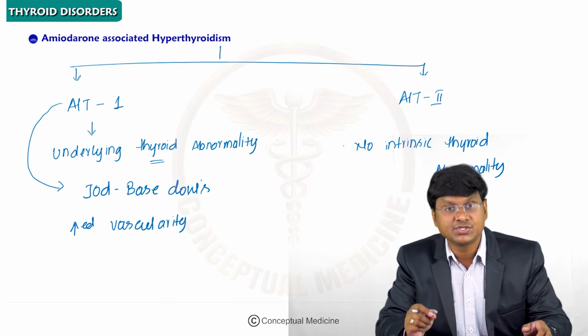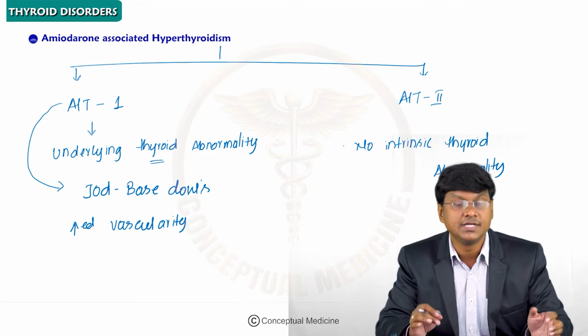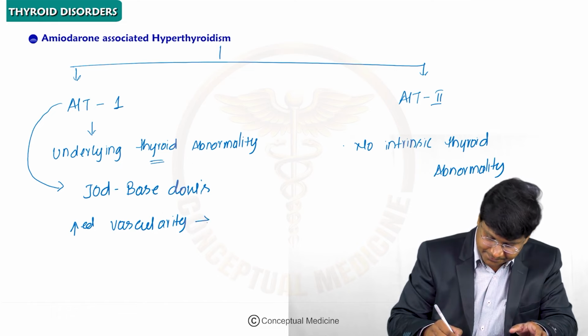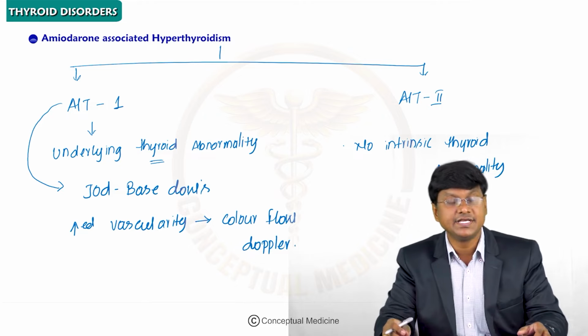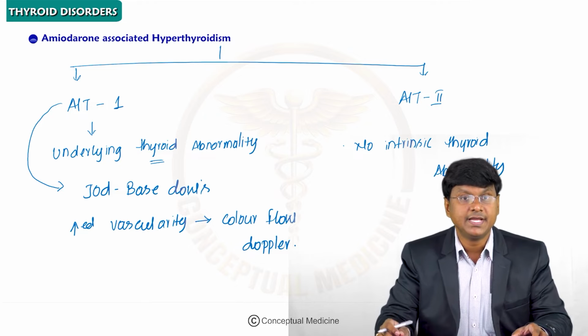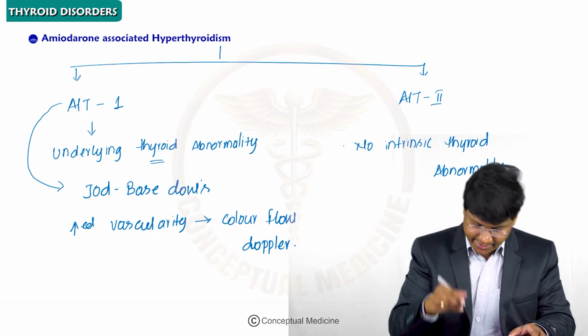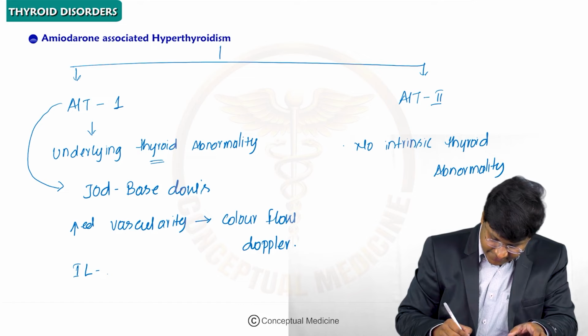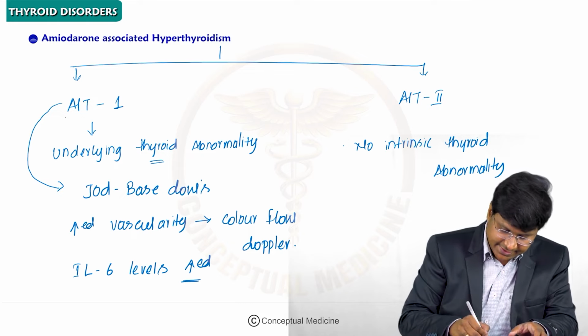So this increased vascularity, how can you make out that there is increased vascularity? That is seen on the color flow Doppler. And if you take the inflammatory mediators, that is interleukin 6, interleukin 6 levels are marginally raised.